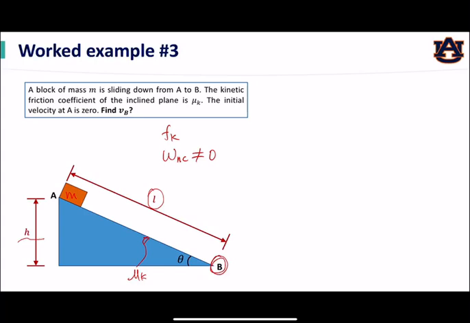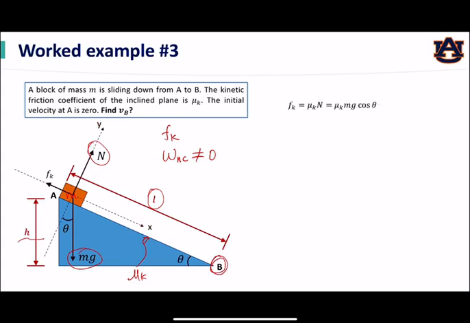So first of all, let's look at the kinetic friction. And to find the kinetic friction, let's first draw the free body diagram. We have the gravity, that is mg, the normal force, that is perpendicular to the inclined plane, and the kinetic friction, f_k. So we can set up the x and y axes along the inclined plane and perpendicular to the plane as we did before.